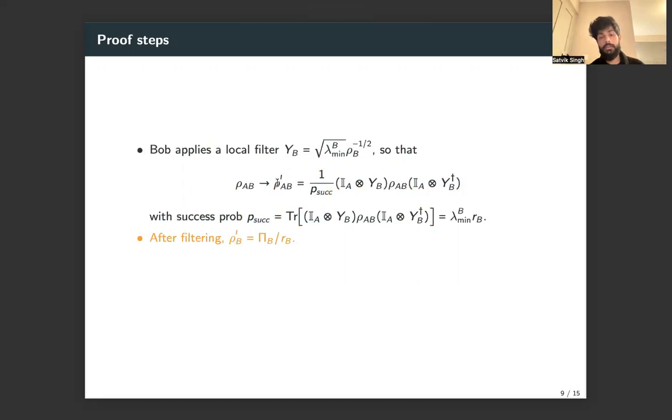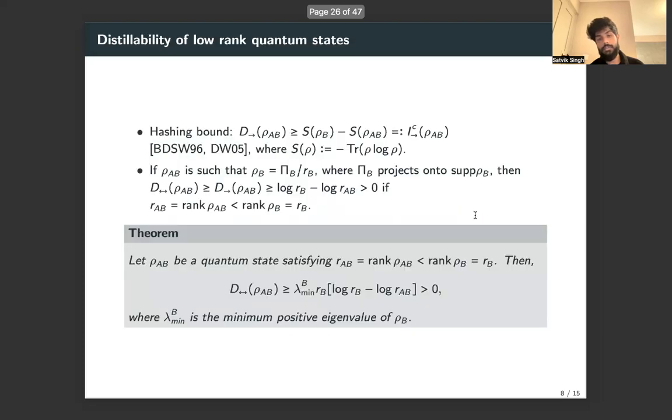And why are we doing this? Because now for the filtered state, the reduction on B subsystem becomes maximally mixed. So you can now apply the hashing bound, which gives you the rate. But now we want to take into account the probability with which this operation succeeds, and this gives us the factor in front of this rate.